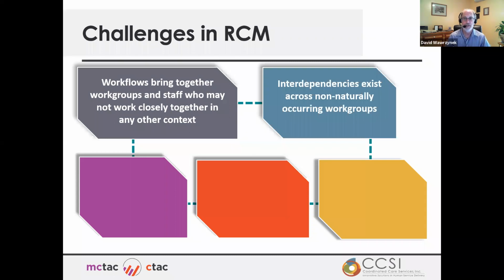Then interdependencies exist in all workflows. Interdependencies exist within naturally occurring work groups. You have plenty of workflows in finance. That's a naturally occurring work group, but in revenue cycle management, this is not a naturally occurring work group. Billing staff, remittance staff, staff that are doing follow-up, front office staff, clinical supervisors. Again, these are non-naturally occurring work groups. That can lead to confusion, that can lead to inefficiencies.